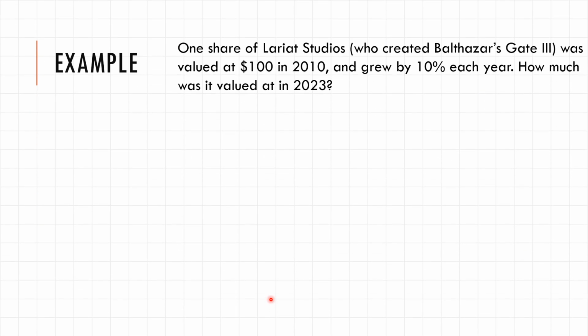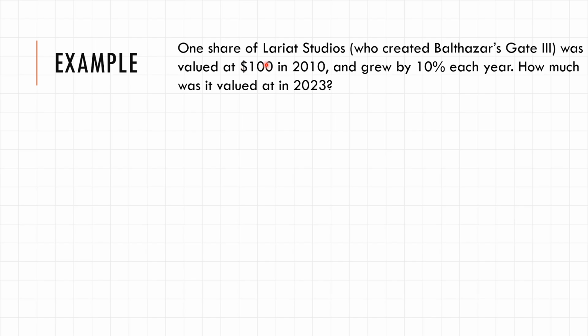Let's do a quick example here. And this is where exponential graphs are actually super useful for every single person in their day-to-day life. You may think about borrowing or investing money at some point in your life, and to do that, you really need to understand that debt or investments grow exponentially. So in this example, one share of Lariat Studios, this is the company that created Baldur's Gate 3, one share of the company is like saying we took the ownership of the company and we split it up into like a million little pieces. And if you want, you could buy one of those pieces.